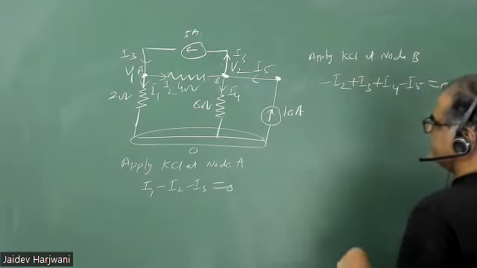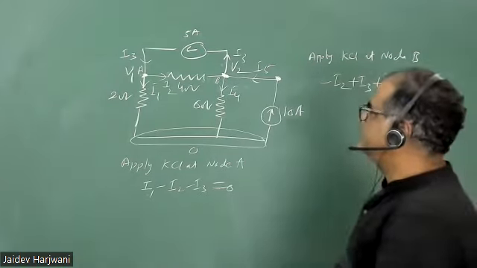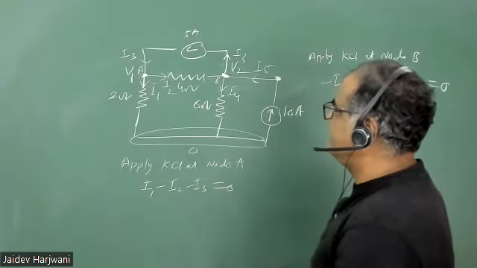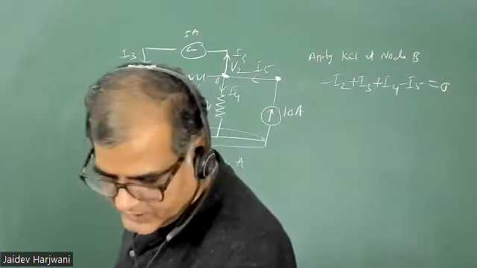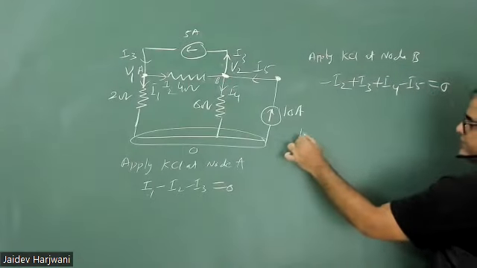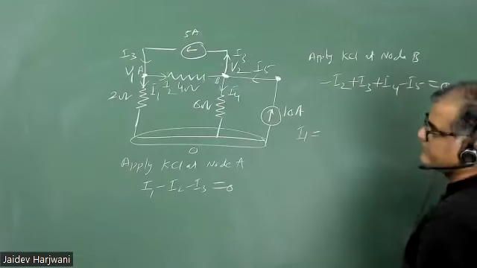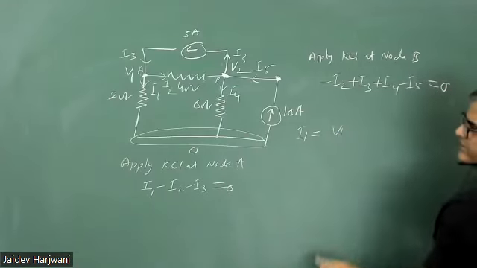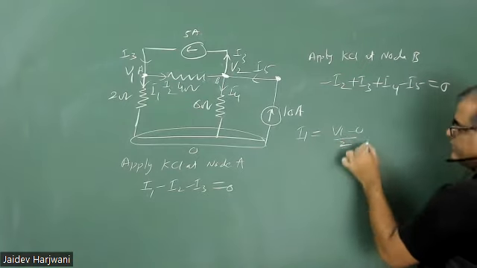So what is the first equation? I3 will be positive. Now it is coming towards the node, no? So incoming current I'm taking negative. Yes, yes. Incoming I'm taking negative. So now what is the value of I1? Tell me what is the value of I1? V1 minus 0 upon 2.